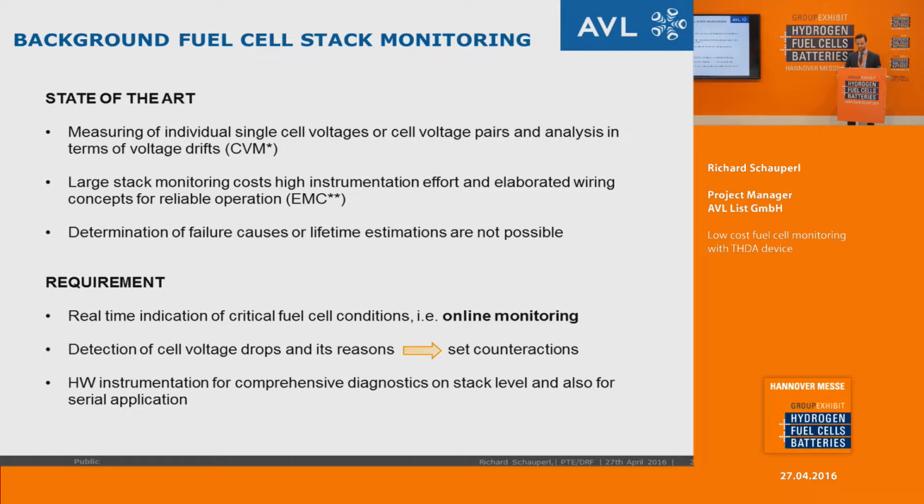And even with this approach, it's not possible to determine the failure cause of the stack when the cell voltage is dropping. What we have learned in the past is that there is a requirement for real-time indication of failure modes and online monitoring of stacks, and not only detection of the drop itself, but also getting an idea about the reason for the cell drop and setting immediate counteractions so that the stack will not be damaged. So what is our approach?